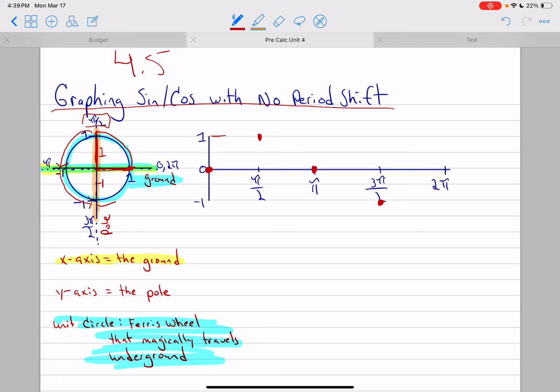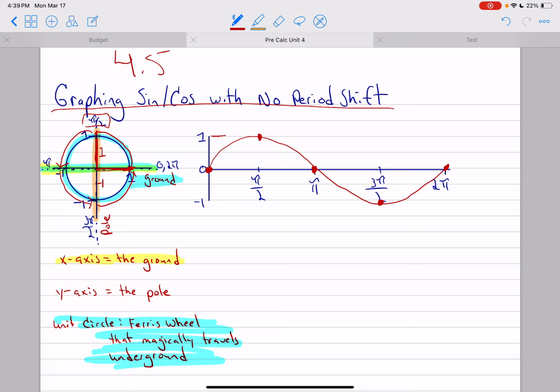Finally, I keep rotating around. I'm going back up, and at 2 pi, I end up back on the ground. Okay? So if I do a curve, which you all will see, I get a graph that looks something like this.